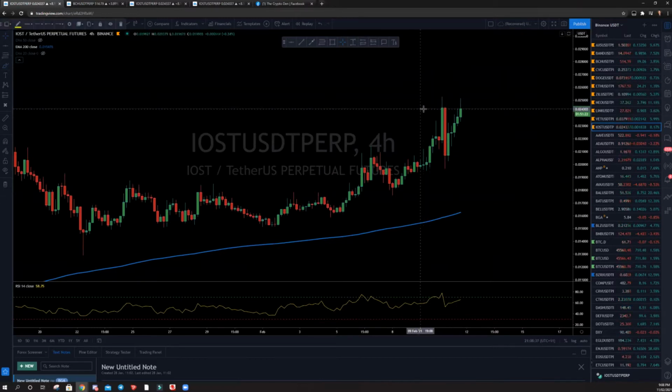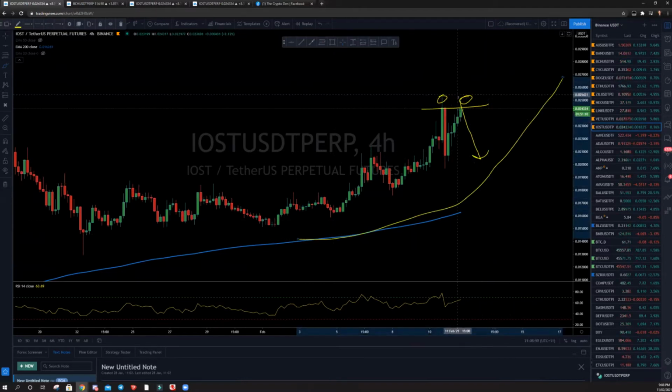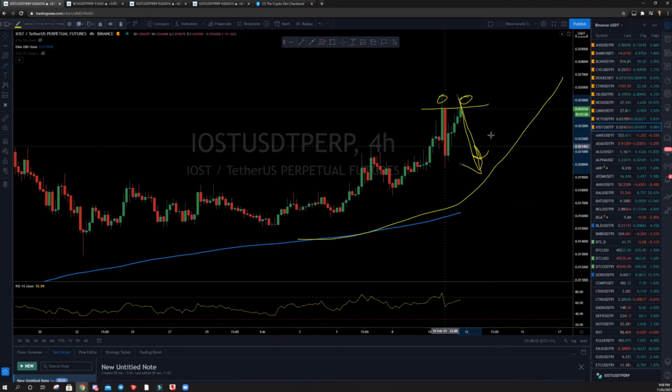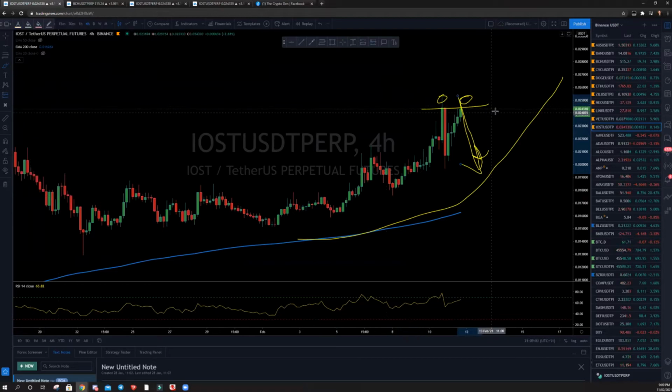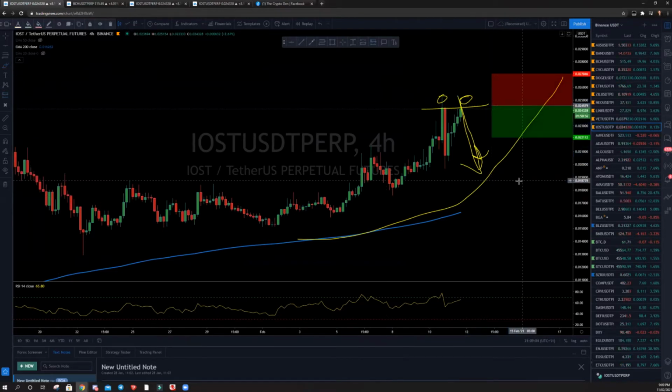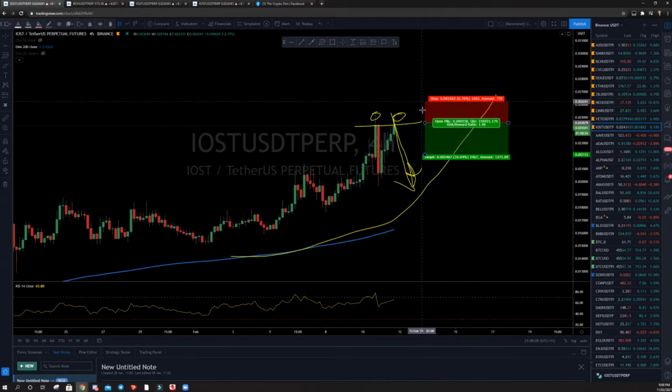We can see that it's having trouble breaking. We've got wicks to the top. We're not going to catch a falling knife by shorting this down. We are in an uptrend, so that would be a counter trend trade. If you're going to do that, you've been trading for a while, or at least for a couple of years anyway. That's my point of view. You probably shouldn't.